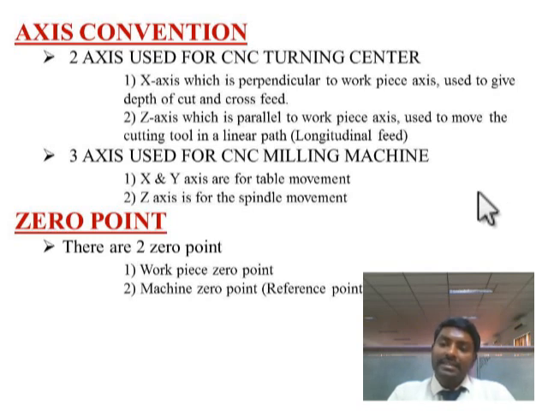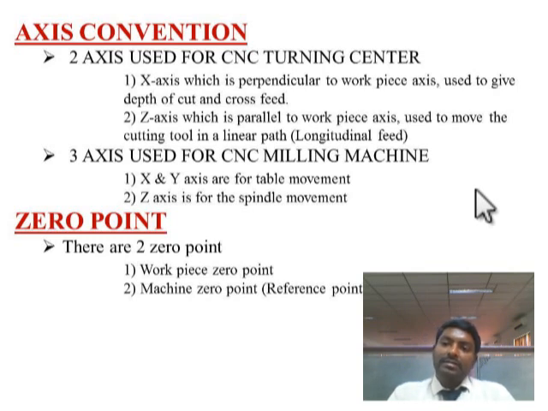In CNC turning center, there are basically two axes used. One is x-axis, another one is z-axis. The x-axis is the axis which is perpendicular to the workpiece axis, which is used to give depth of cut and cross feed. And z-axis is parallel to the workpiece axis, which is used to move the cutting tool in a linear path. So these are the two axes which are used in a CNC turning center.